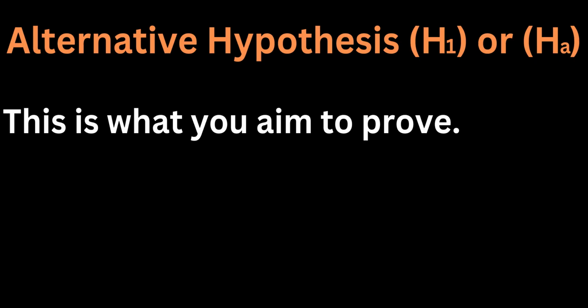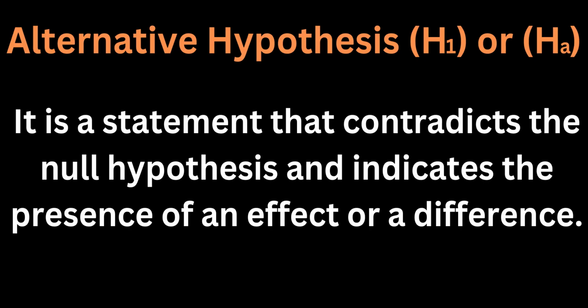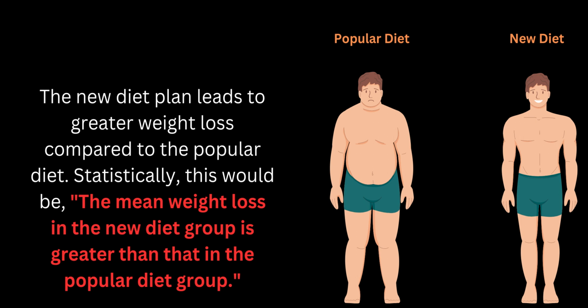Next is the alternate hypothesis. Alternate hypothesis is denoted by H1, and this is what you aim to prove. Like, I'm the nutritionist and I want to prove that my diet is effective. So this is my alternate hypothesis. It is a statement that contradicts the null hypothesis and indicates the presence of an effect or difference. For example, the new diet plan leads to greater weight loss compared to the popular diet. Statistically, this would be the mean weight loss in the new diet group is greater than the popular diet group. I hope the basics of null hypothesis and alternate hypothesis are clear now. In this lecture, I will only cover the basics and we will deal with more depth of null hypothesis and alternate hypothesis later as we go deeper into the lectures.